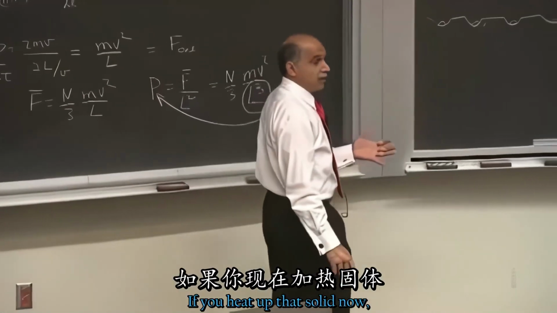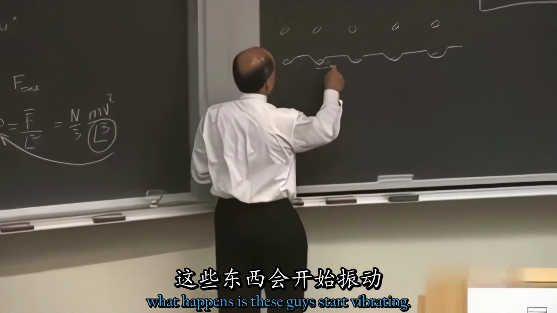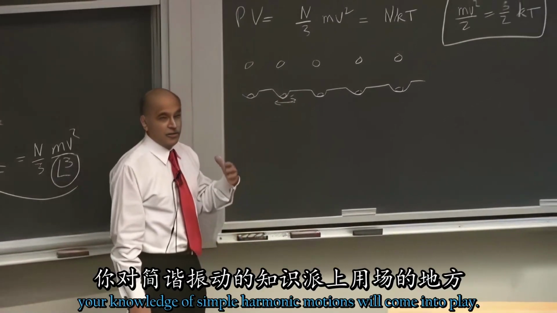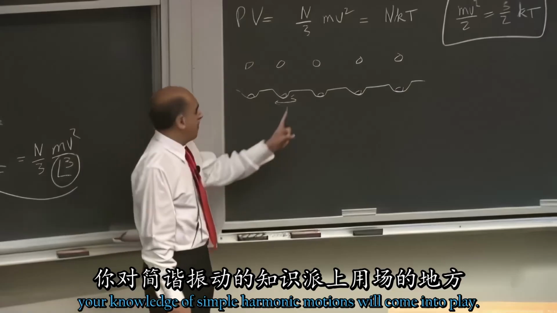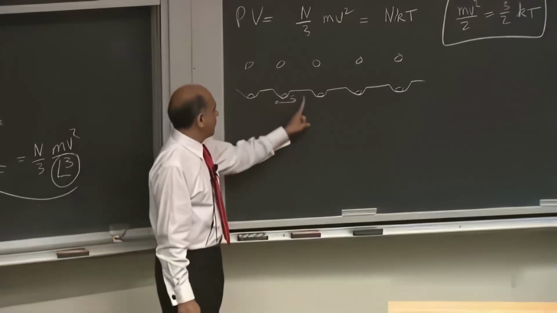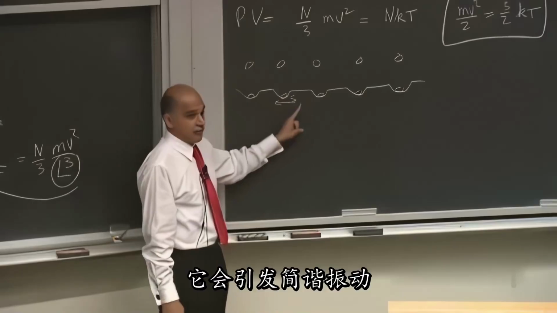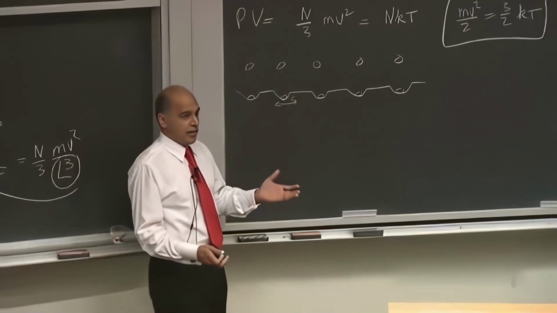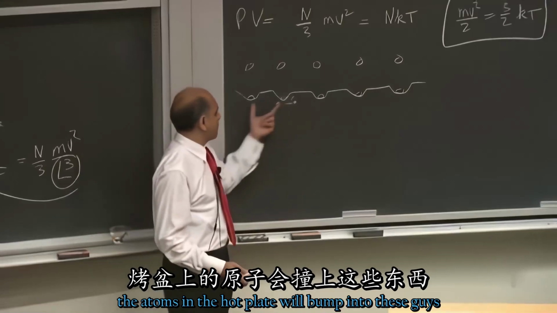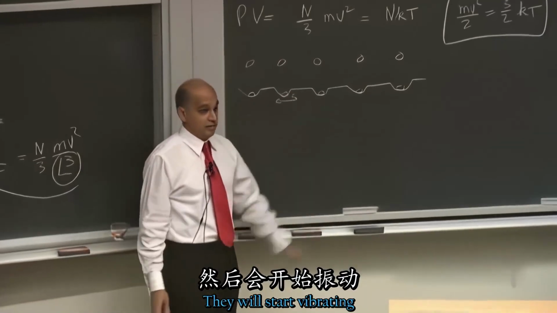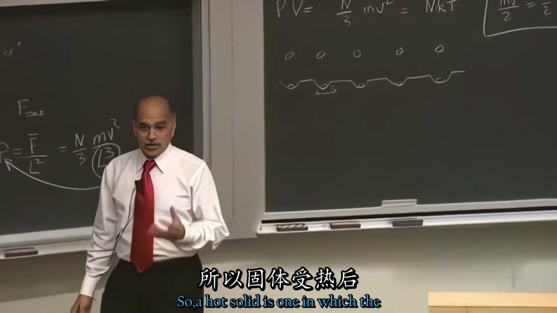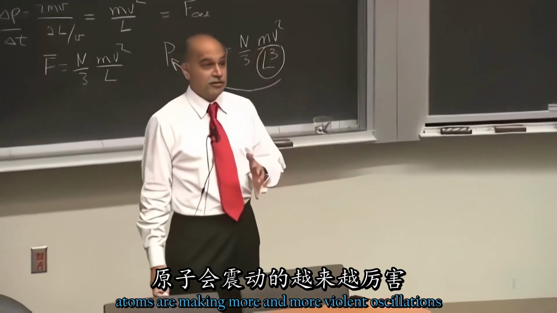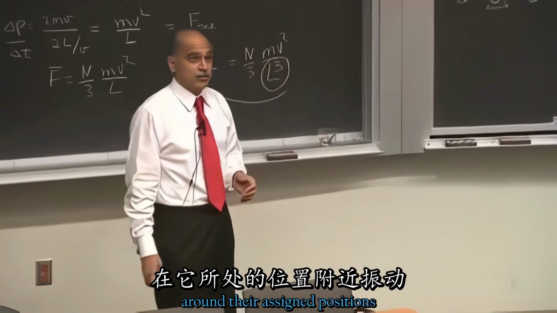If you heat up that solid now, what happens is these guys start vibrating. Here is where your knowledge of simple harmonic motion should come into play. When you take a system in equilibrium, it'll execute simple harmonic motion if you give it a real kick. If you put it on top of a hot plate, the atoms in the hot plate will bump into these guys and start them moving. They will start vibrating. So a hot solid is one in which the atoms are making more and more violent oscillations around their assigned positions.